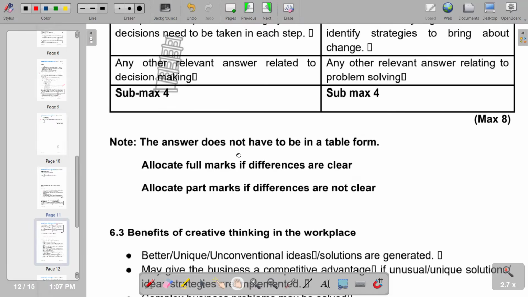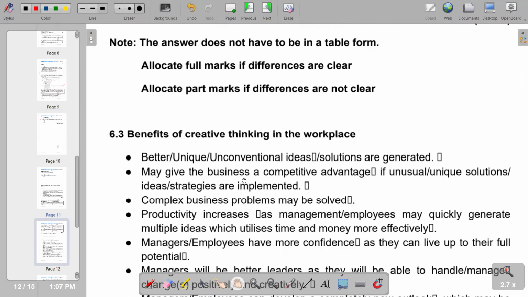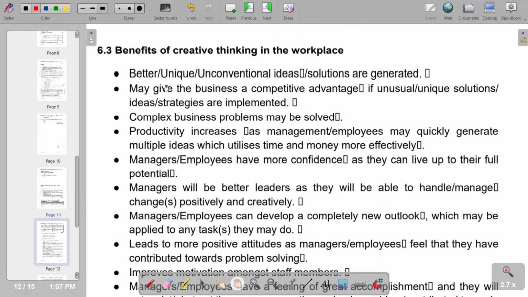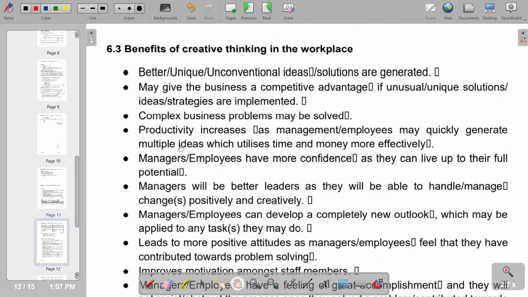And on the next part are benefits of creative thinking in the workplace. So these are the benefits. The first one is saying better solutions are generated or unique solutions are generated. We've got further points that are benefits of creative thinking.